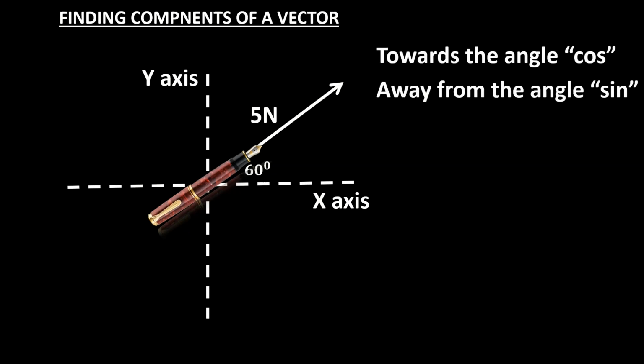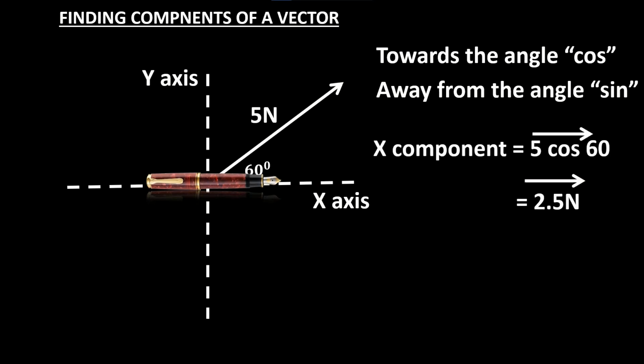So here the value of the vector is 5 newtons. Move the pen towards x. So now you see that it's moving towards the angle. So it's cos. So the x component is 5 cos 60 towards right. Let's simplify it. 5 times half, which gives us 2.5 newtons towards right.